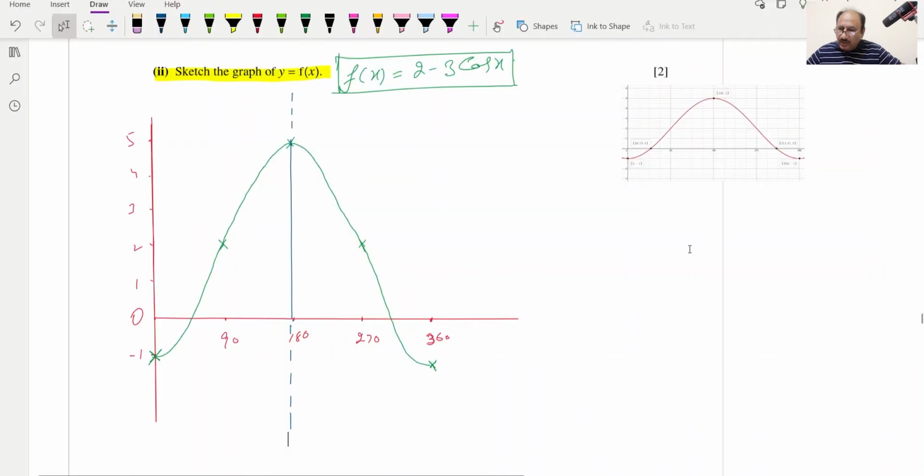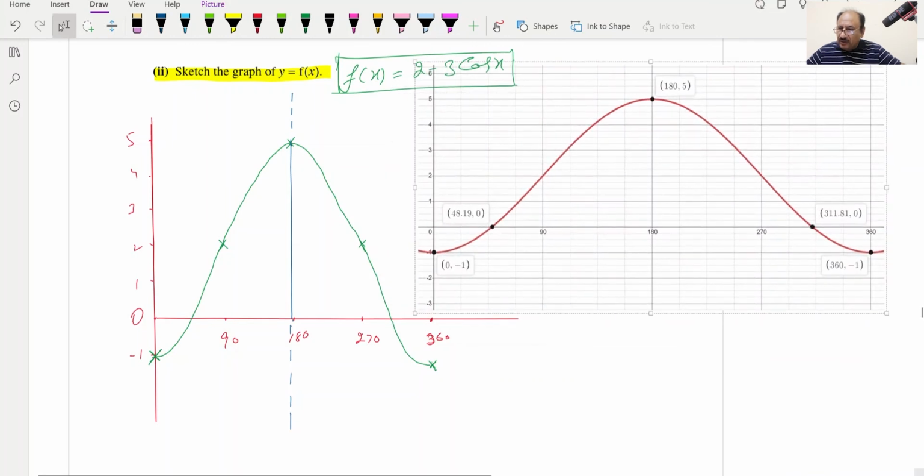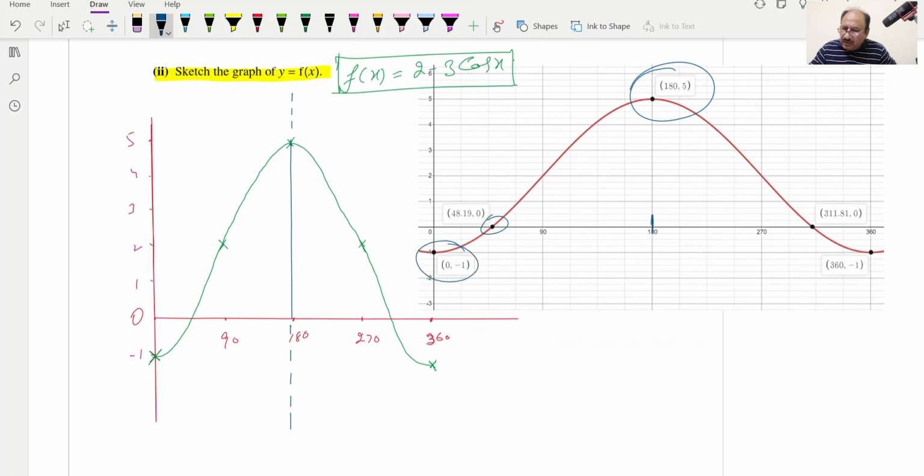Now I will switch back to the question, and I have inserted the same drawing which I have shown you over here. This is the drawing, and this is the maximum point, which is 180 and 5, and the line of symmetry is at 180, and this is the y-intercept 0 and -1, and the x-intercepts are also shown. You can write the x-intercept also, so you need to check. The value at 360 will be -1, you can check from here also. So this is the accurate graph drawn by the software. An exactly accurate graph is not required in sketch questions, so you will just have to give the shape of the graph and mention the important points.